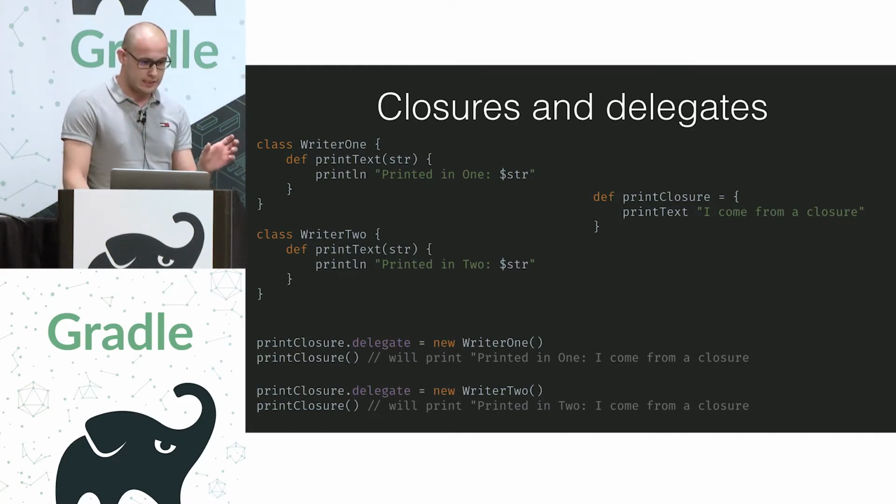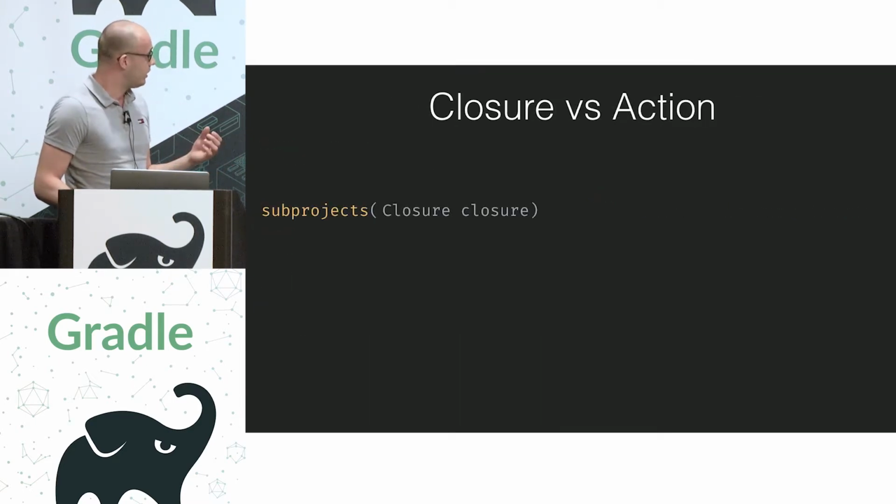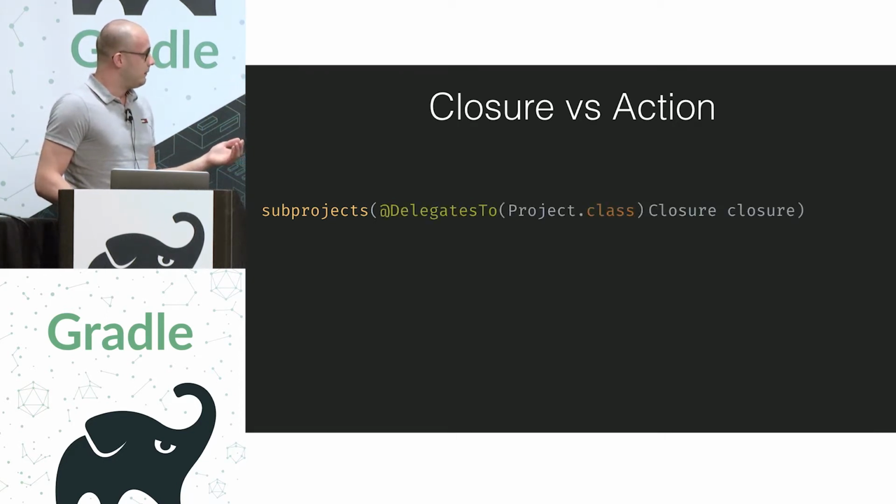And closure is a Groovy concept. It's like a part of the language. And you can just use closure as a type. But there's also delegates too. This helps us understand in which context this closure is going to be executed.